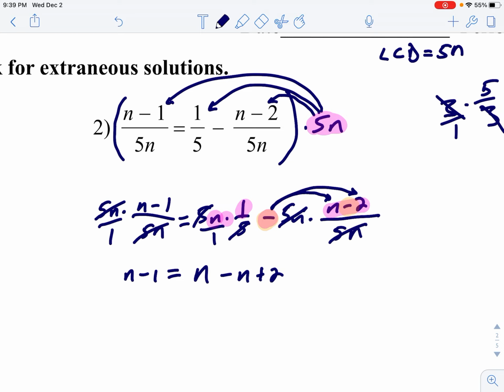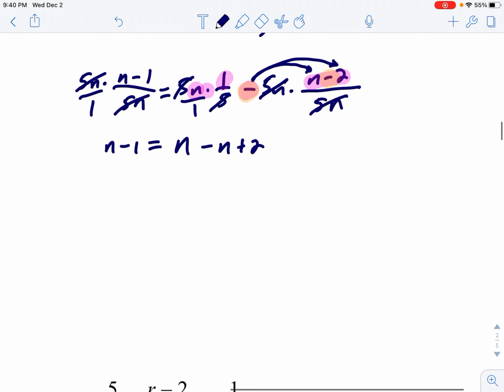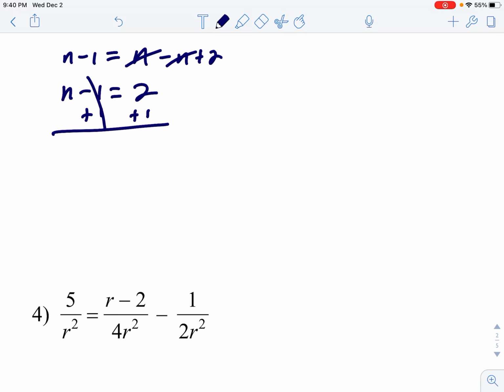So that's one little detail. Every so often you get a double negative in here, and it's easy to overlook it. So you've got to be sure you stay on top of that sort of thing. But once you've done that right, if you look at what's left, that's a real basic equation. N minus 1 equals, okay, n minus n cancels out, equals 2. Add 1 to both sides, n equals 3.